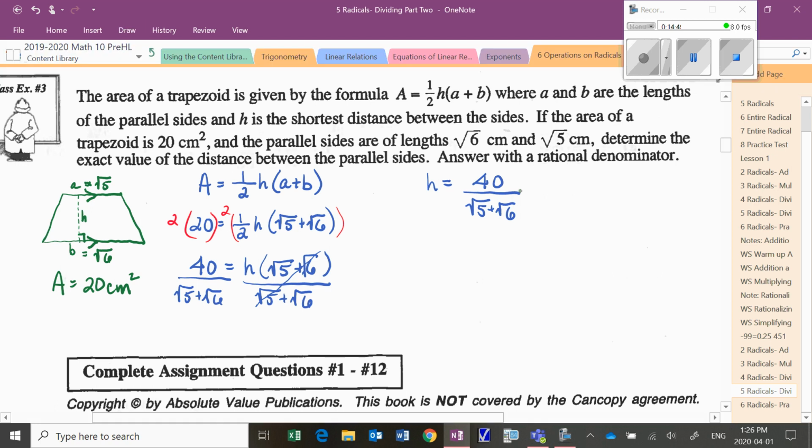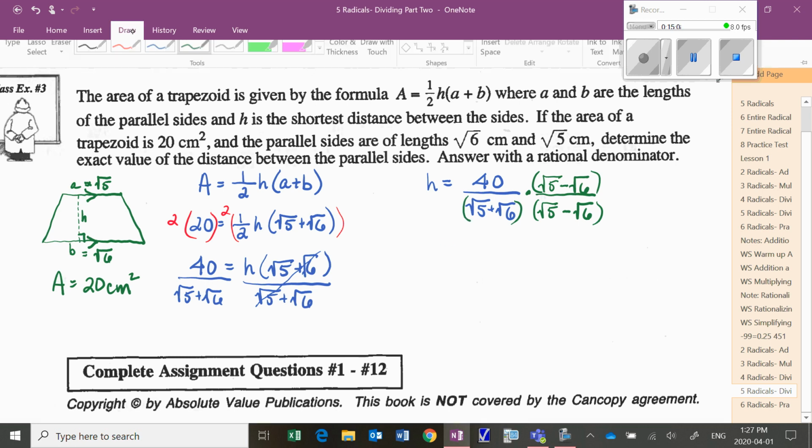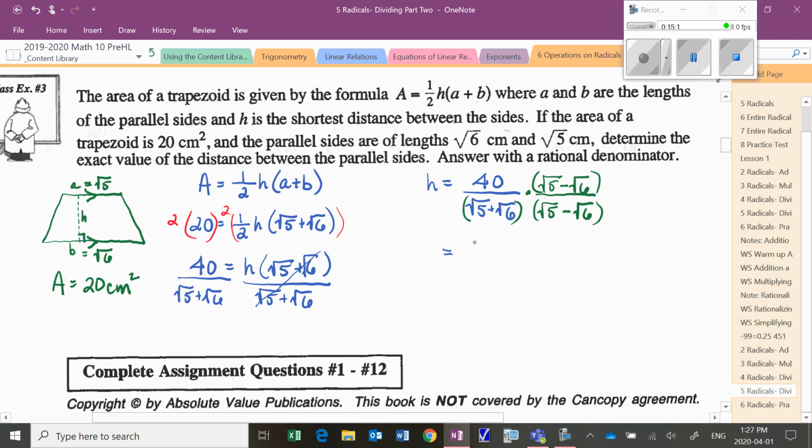That means we want to multiply by the conjugate of our denominator, which is root 5 minus root 6. I shouldn't say exactly the opposite, it's just changing those signs. In the numerator, we will just distribute that 40, or we could leave it as is, that's fine. Some people consider factored form simpler, so that's just fine. In the denominator, difference of squares, so we square the first term, root 5 times root 5 is simply 5, and minus root 6 times root 6 is 6, so we've got 40 times (root 5 minus root 6), all over negative 1.